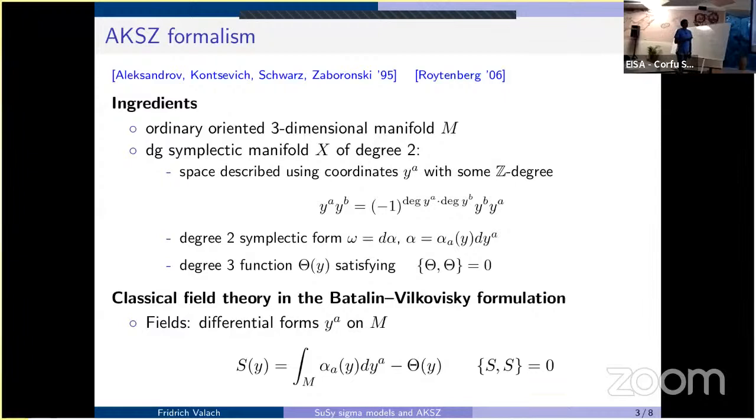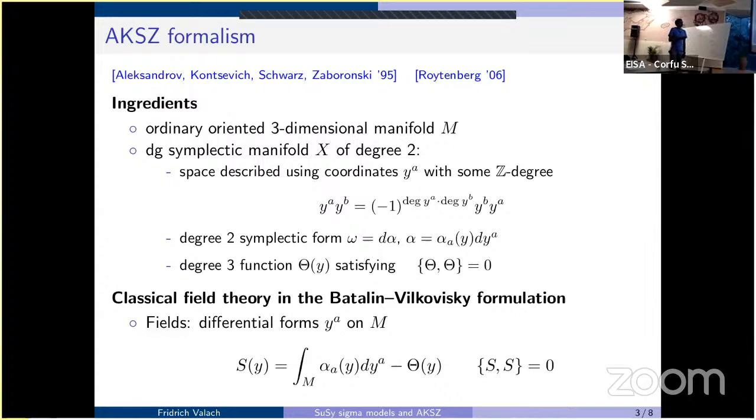And so the coordinates commute or anti-commute depending on the parity of the degree. And apart from this space, we want it equipped with some symplectic form and with some differential. So this is encoded in these two structures, which is a symplectic form, for which we also demand that we have chosen a potential. This always exists in this graded setup. And we want to have a function.